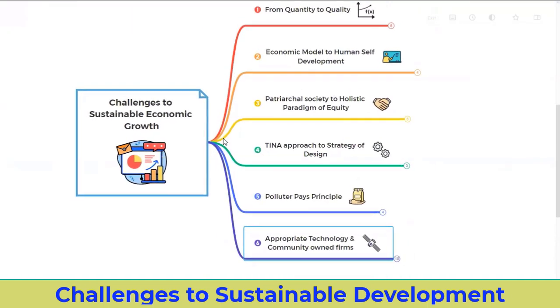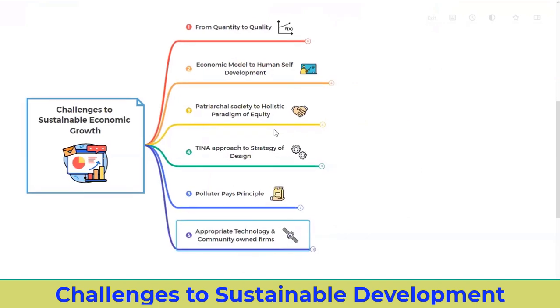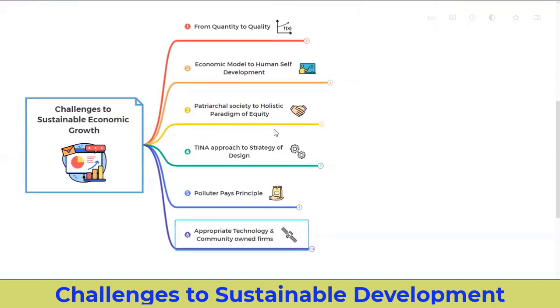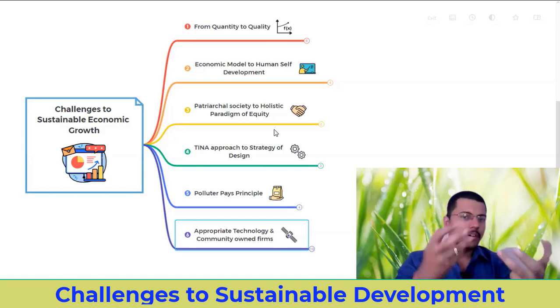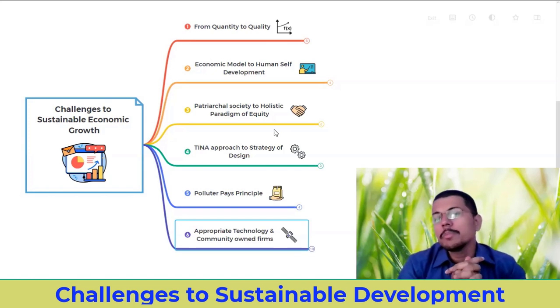These are the 6 challenges which we need to tackle to move towards sustainable economic growth. Instead of growth, I'll call it sustainable economic development. So hopefully, let's have a discussion on these points and how we promote them.